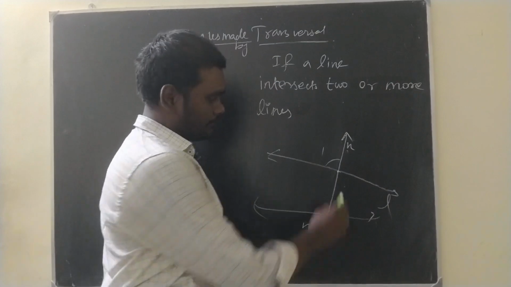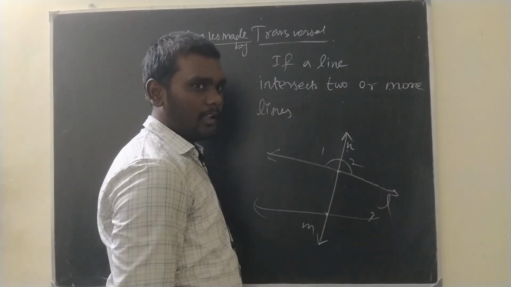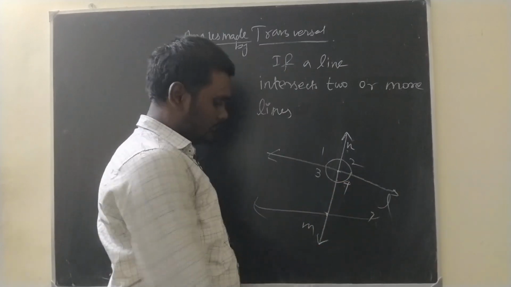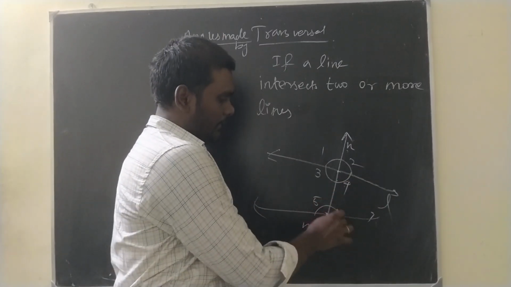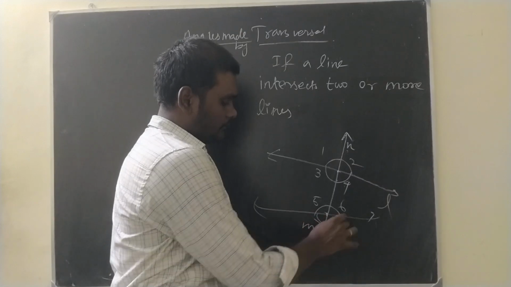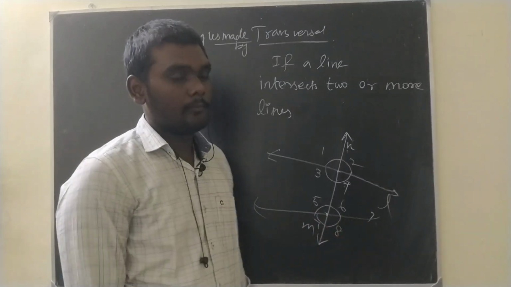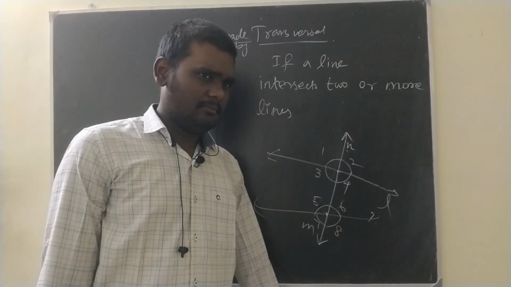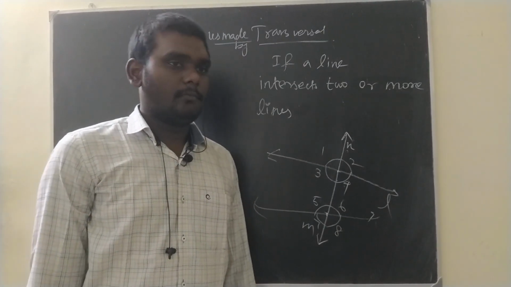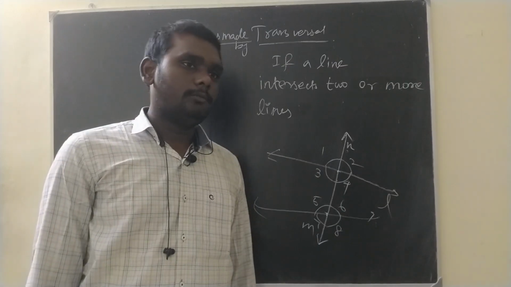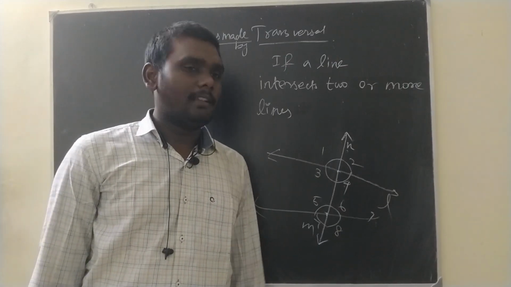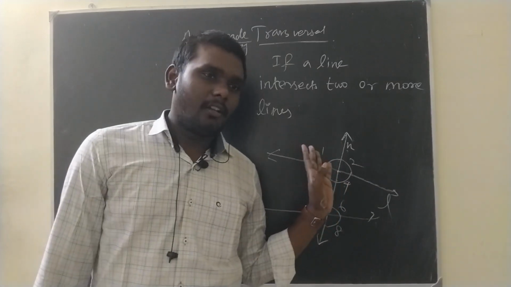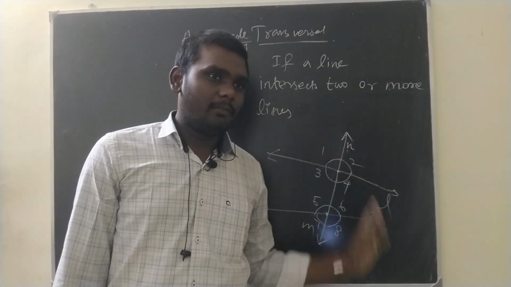This is one angle. This is another angle. This is another angle. 5, 6, 8. So totally how many angles are made by the transversal? 8 angles. Now we are going to classify them, because which is which we don't know, right? We should name them. What is the name of them?